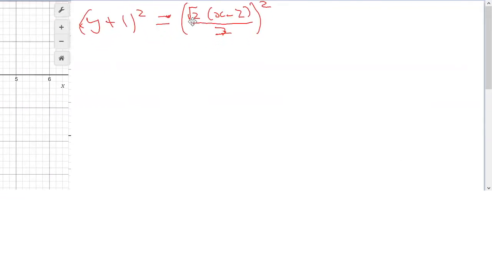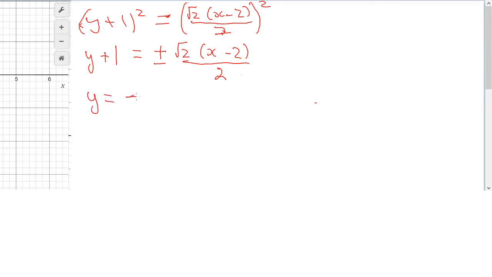So if you think about taking the square root of both sides there, this side will just become y plus 1, and on this side you need to remember your plus or minus sign, and because it's all squared, you just get the stuff that's left inside. You just get rid of the squared sign on the outside. There we go. Now we've almost got the rule. It's just y equals minus 1 plus or minus all that mess, root 2 x minus 2 all over 2.